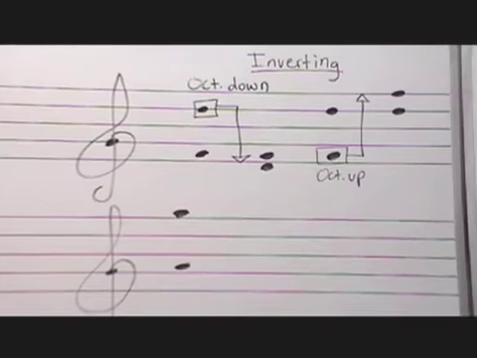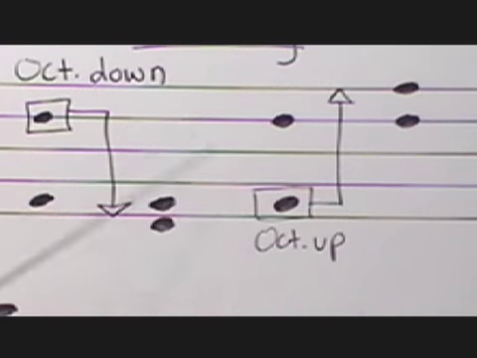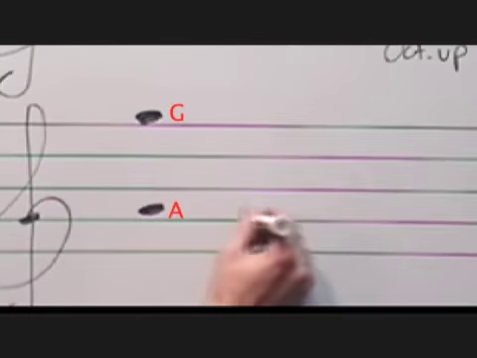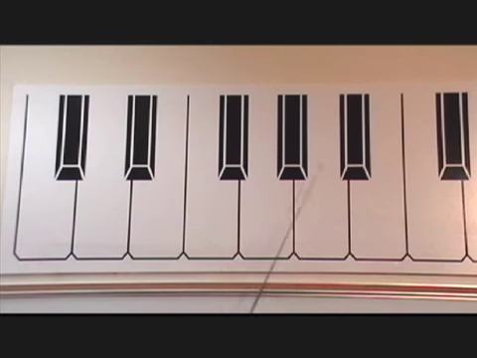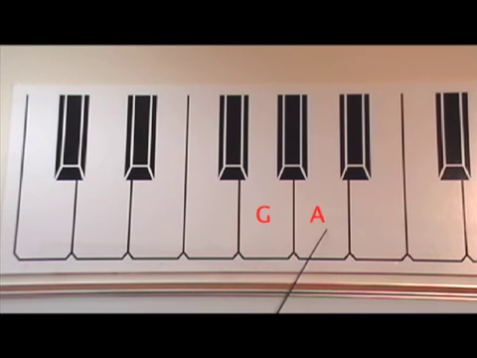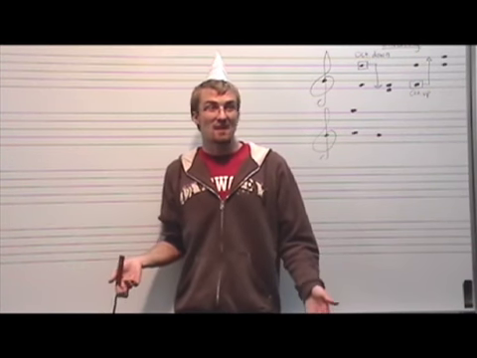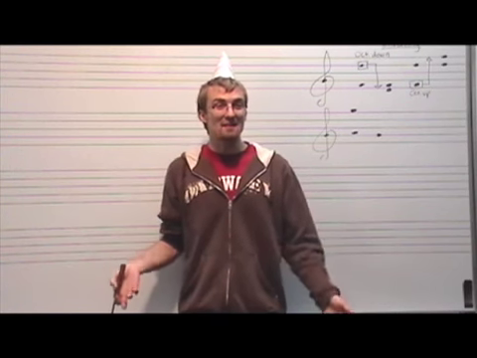To invert, just put the higher note an octave down, or the lower note an octave up. This interval looks huge, so let's invert it. A and G. We'll bring the top note down an octave. It's a tiny interval now, so we can count a few half steps. One, two half steps from G to A is a major second. If we re-invert it, major inverts to minor, and second inverts to sevenths. So we have a minor seventh.